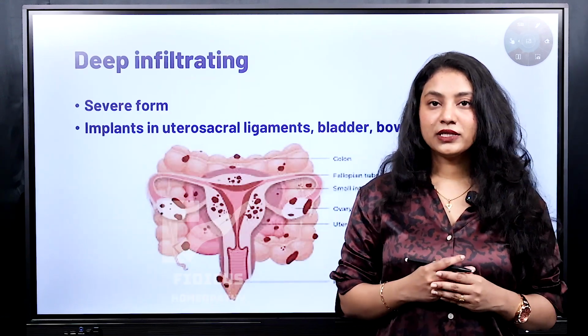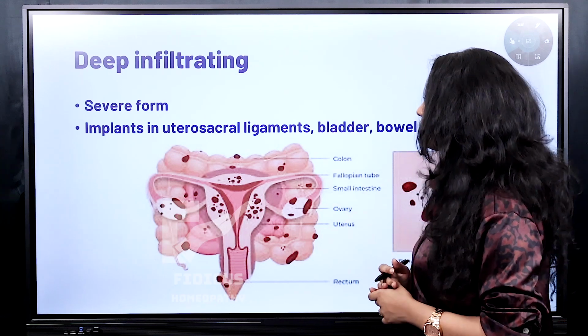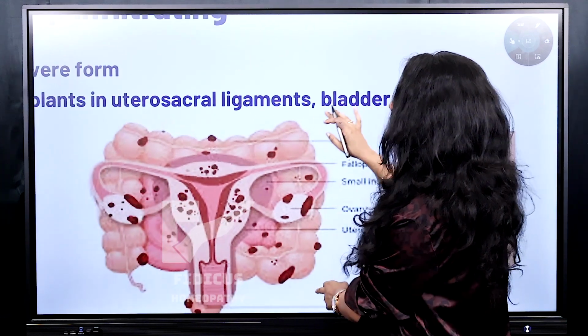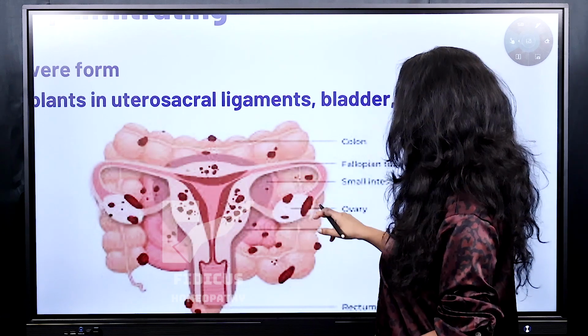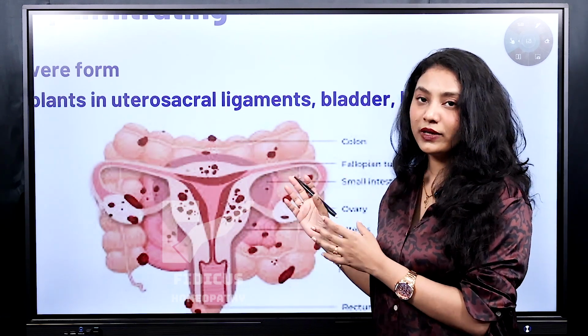The next kind of endometriosis is deep infiltrating endometriosis, where your endometrium is not only lodged in your fallopian tubes and your ovaries, but also near your intestines. As you can see, the blood spotting. Wherever there is blood, there is endometrial tissue.